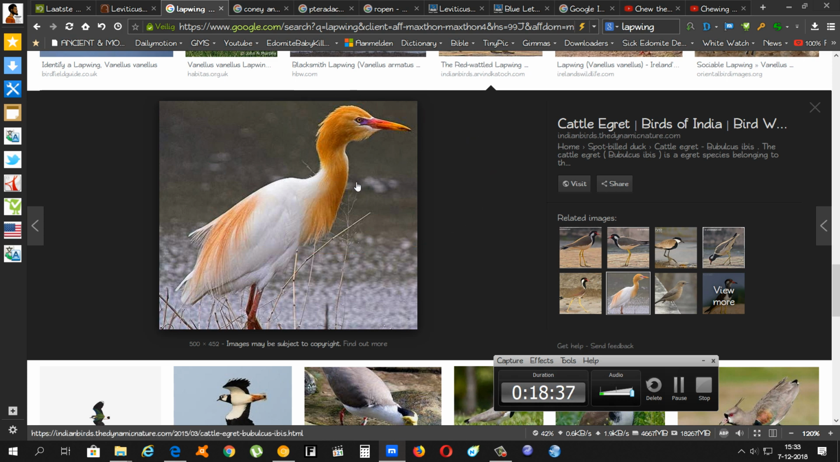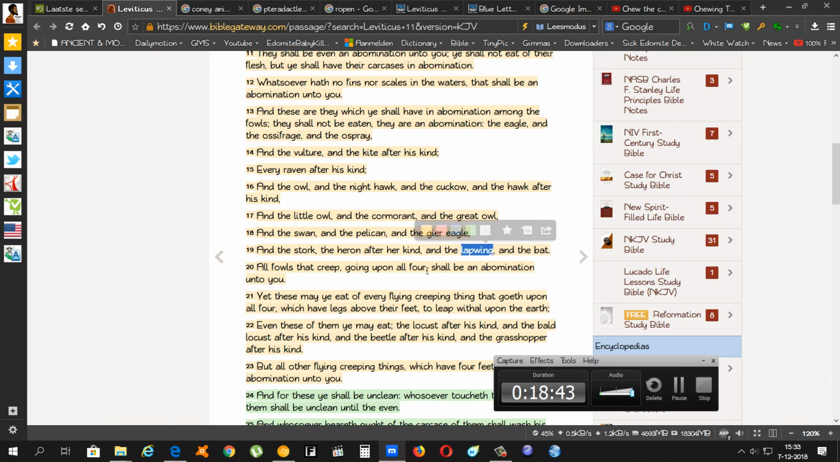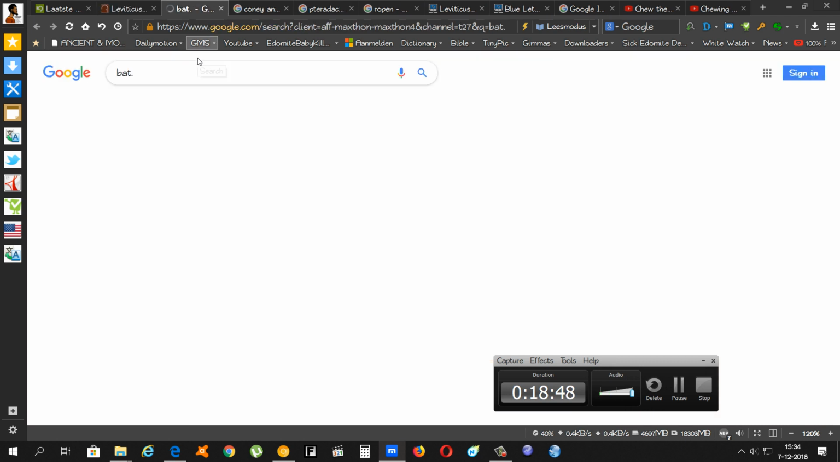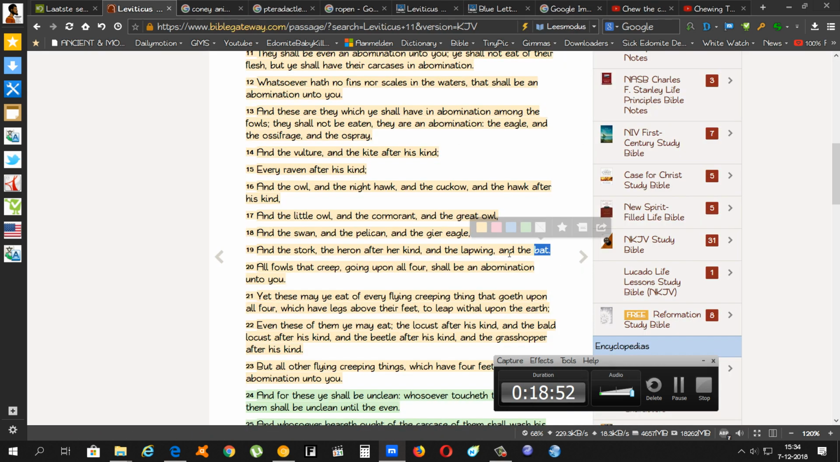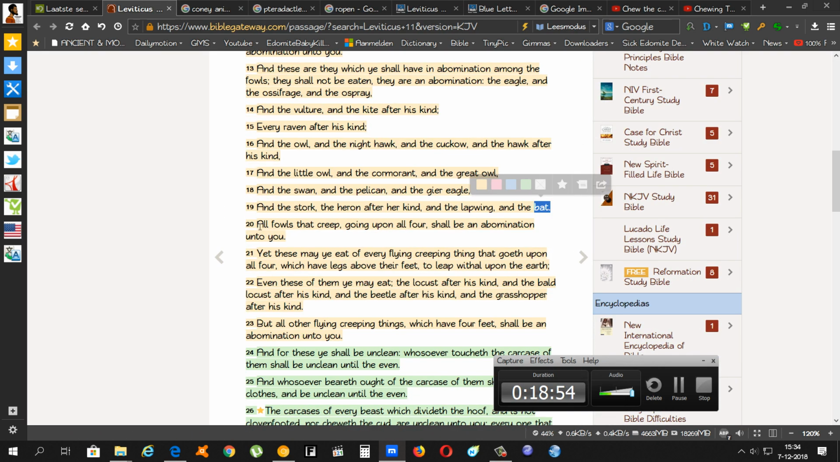This is another form of a heron after its kind. You can't eat those. And the bat. You already know what a bat is, which is this. Can't eat those.